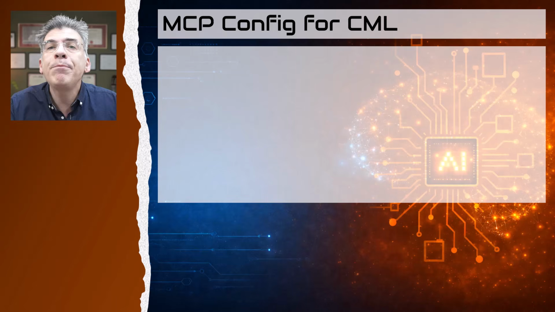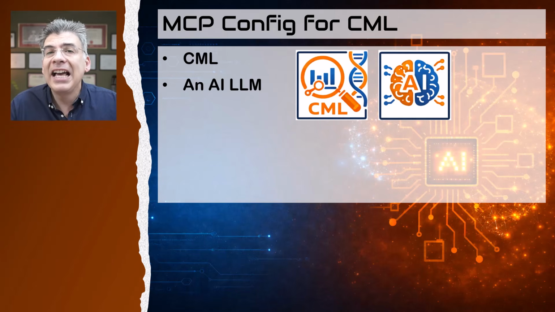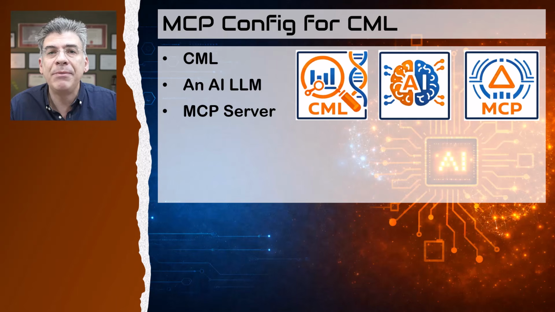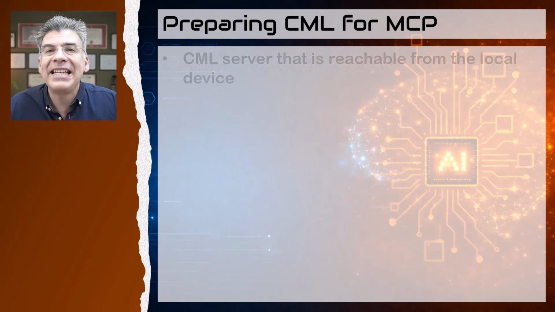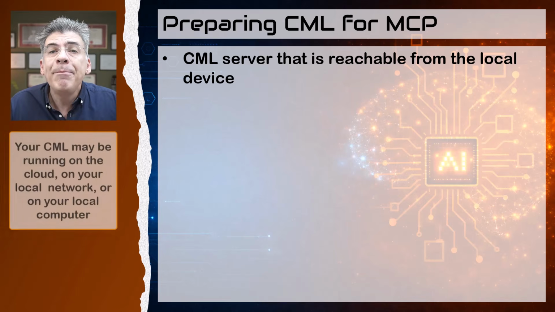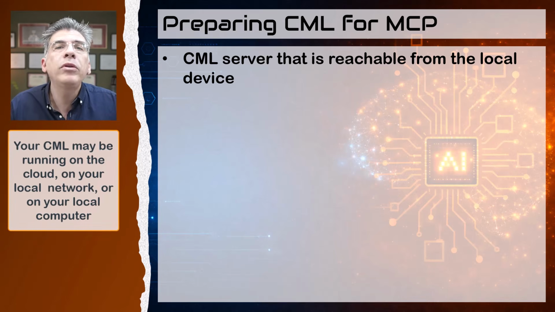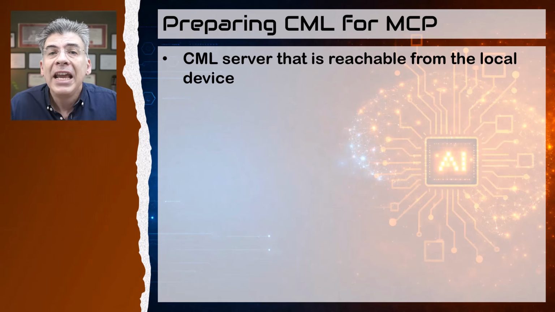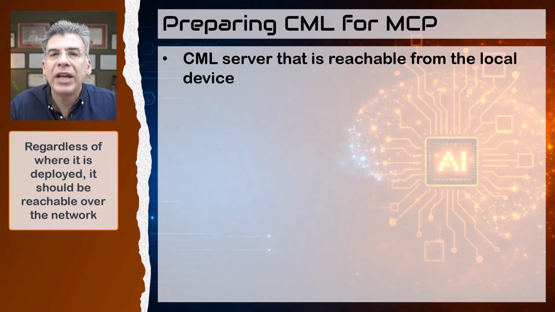Now, there are 3 primary components that you will need: CML, an AI LLM, and the MCP server. Let's talk about each one of these separately. First of all, you'll need a running CML setup that's reachable from your local device. That is, your laptop or your desktop computer. It may be running remotely on the cloud, on another device you own, or on your own local computer. In any case, it should be reachable from your device in order to create the connection.